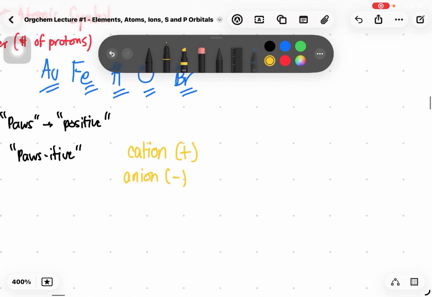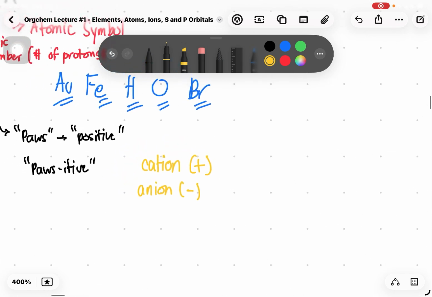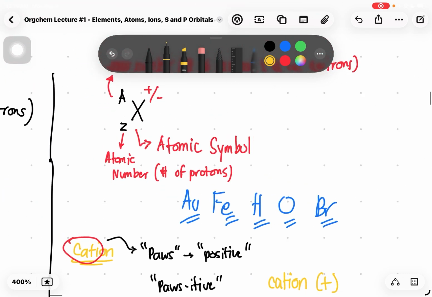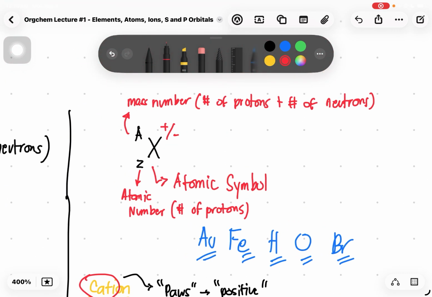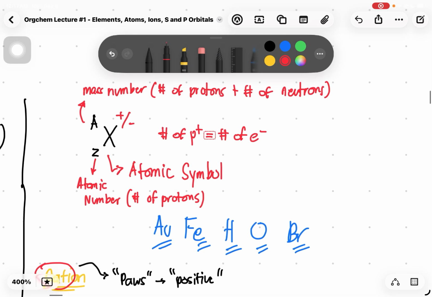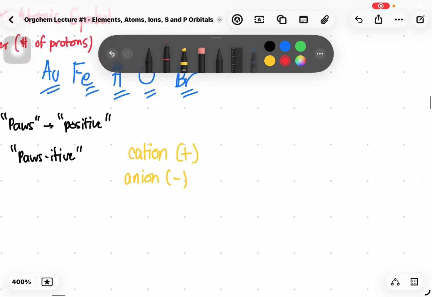Now, how do you know if something has more electrons or fewer electrons than protons? Let's go back to our atomic number. In an element, the number of protons should always be equal to the number of electrons, unless it's a charged atom, which in this case, if we remove an electron, it becomes a cation, meaning it gets a plus charge. If we add electrons rather, we get a negative charge, making it an anion.